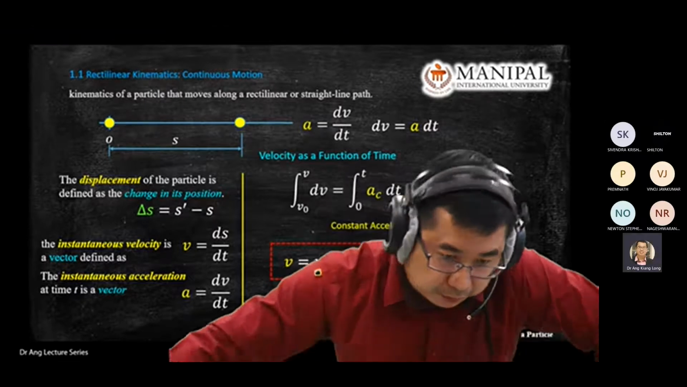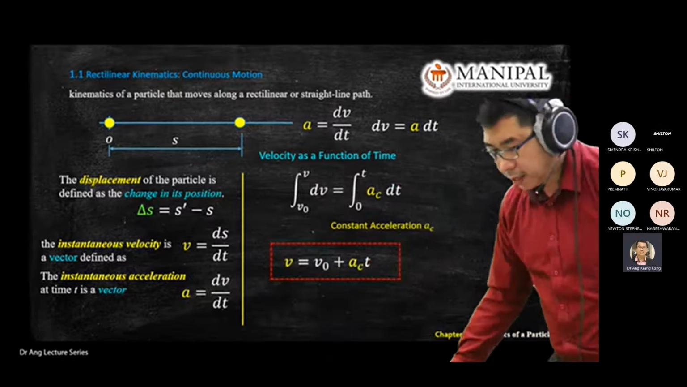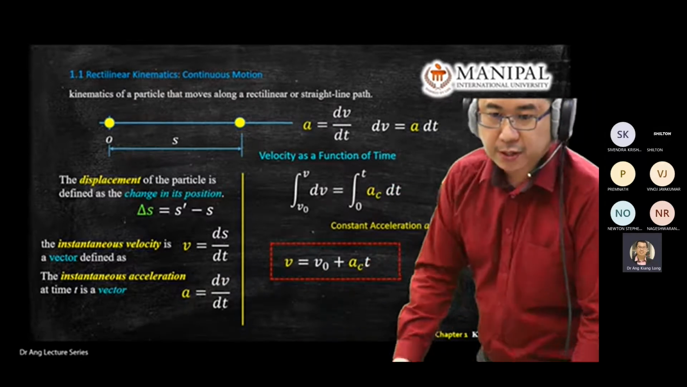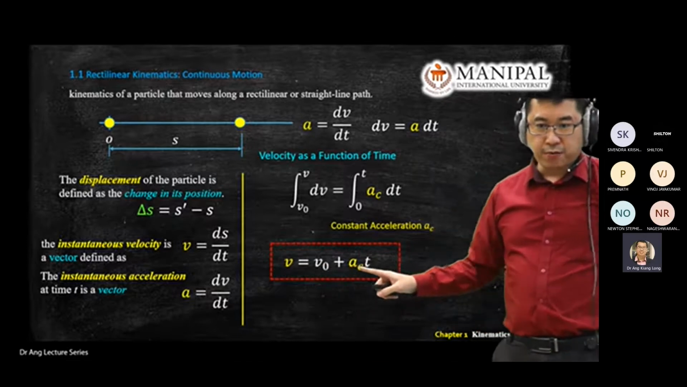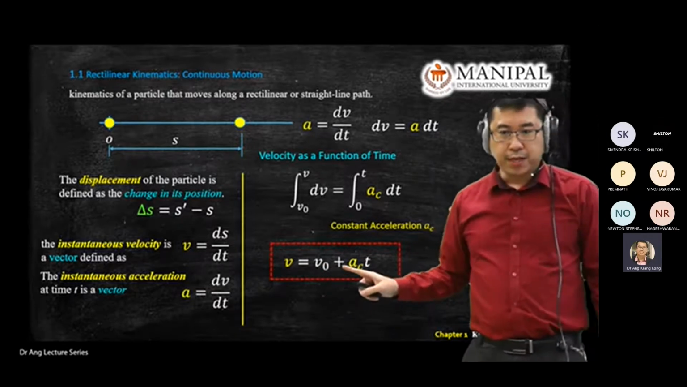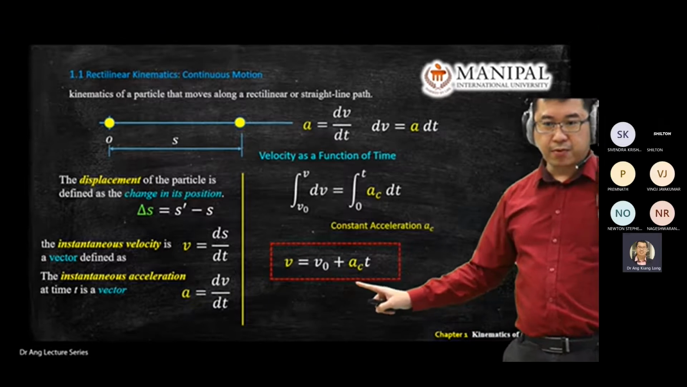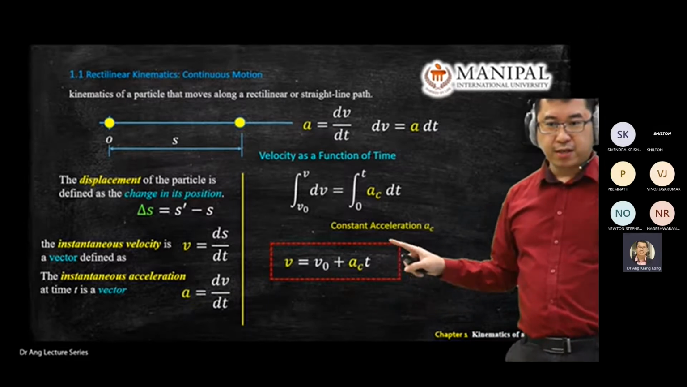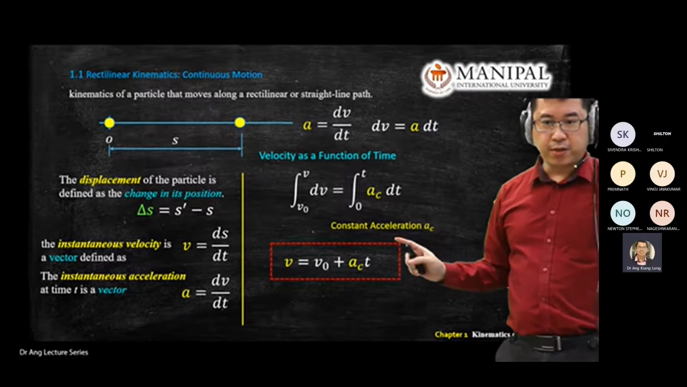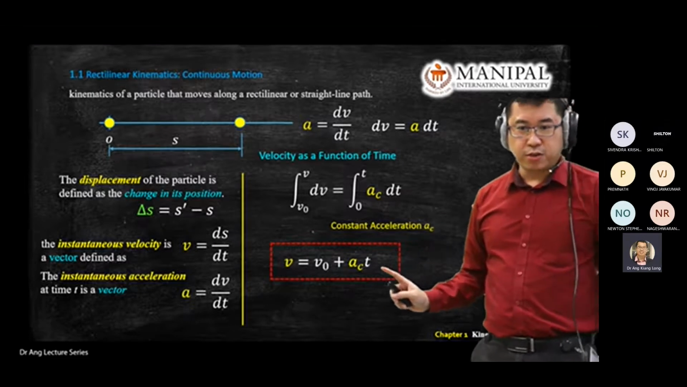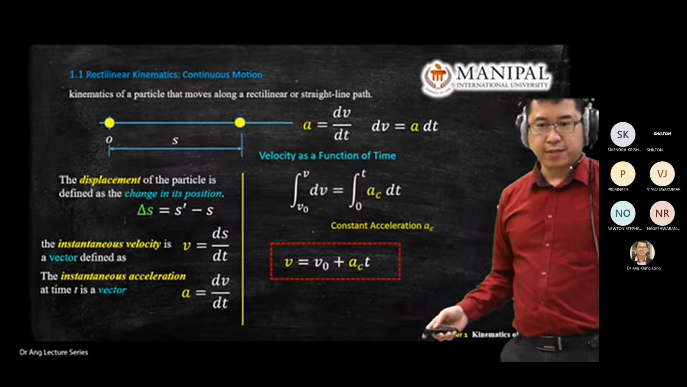Okay. Just recap some important equations. So the first one will be this one, V equals V0 plus acceleration times T. You can only use this one when you have a constant acceleration. When your acceleration is changing, then you need to be careful, right?